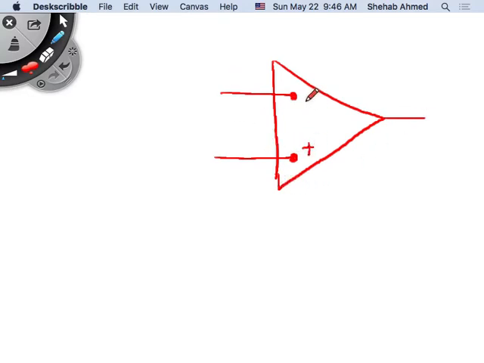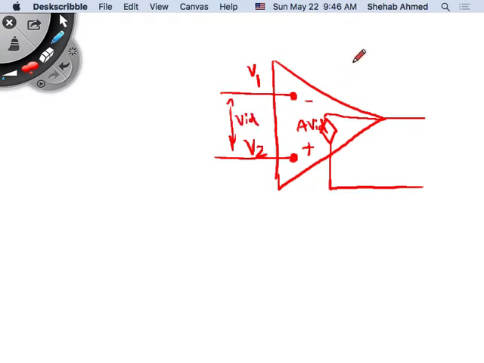This is the op-amp. This is plus, minus, 2, 1, V2, V1, and the output. This is A times VID, where VID is equal to V2 minus V1. Right? So this is A times VID.